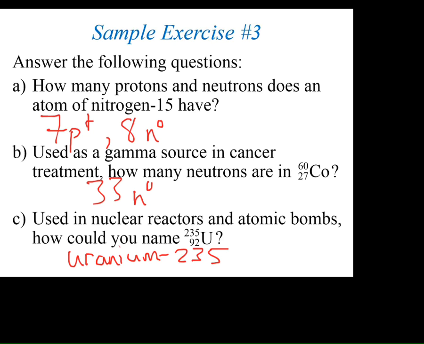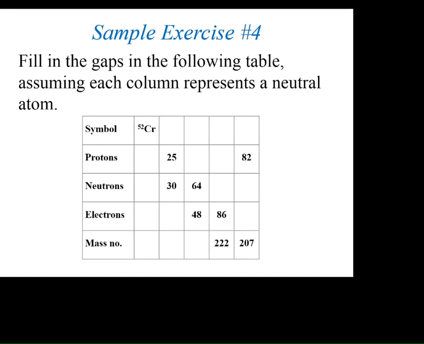Okay. Let's try this one. I like this one. Let's do the first couple of columns together here. We're going to fill in the columns as we go down here. So, the symbol is, what is CR? Chromium 52. Okay, so chromium 52. How many protons are in chromium 52? So find it on your table. What is it? 24. It's number 24, so 24 protons, right?